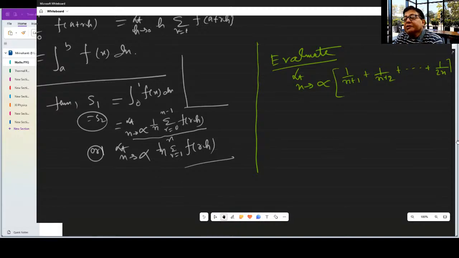This is an infinite series you all can recognize. The value of this infinite series we can express in terms of what? This integral which I have written there, 0 to 1 f(x) dx.